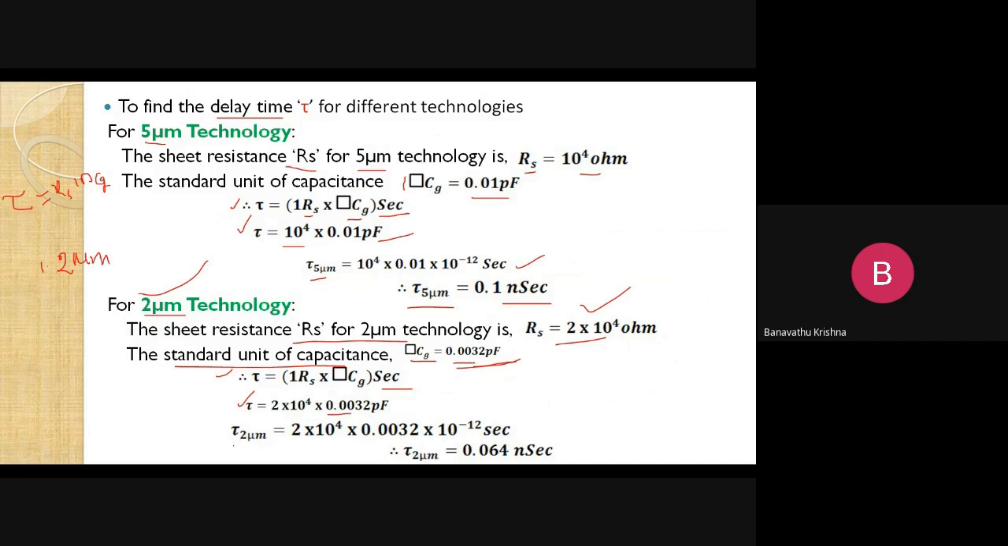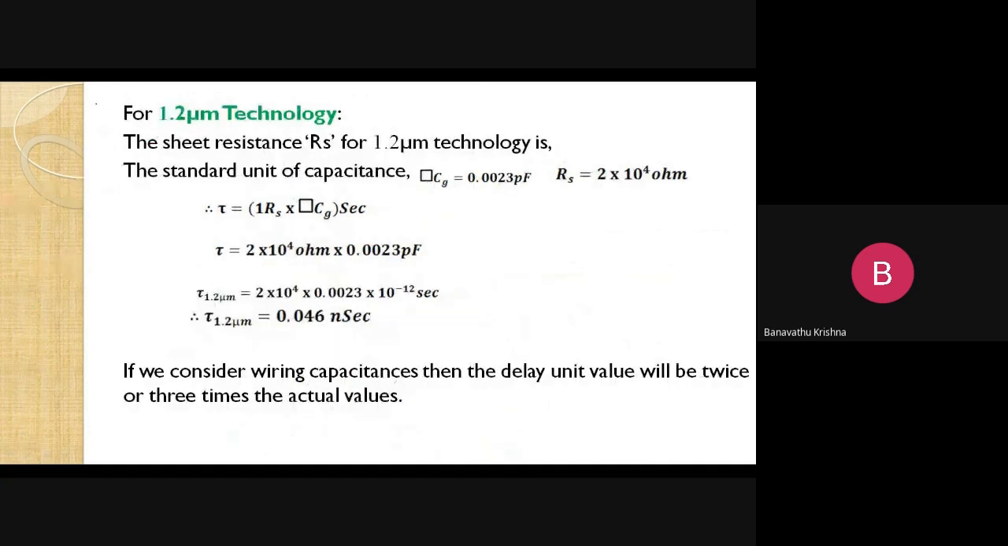So here tau for 2 micrometer technology is 2 into 10 to the power of 4 into 0.0032 into 10 to the power of minus 12, where 10 to the power of minus 12 is in place of pico, and it is represented in seconds. Therefore, for 2 micrometer technology the delay unit is 0.064 nanoseconds, right?